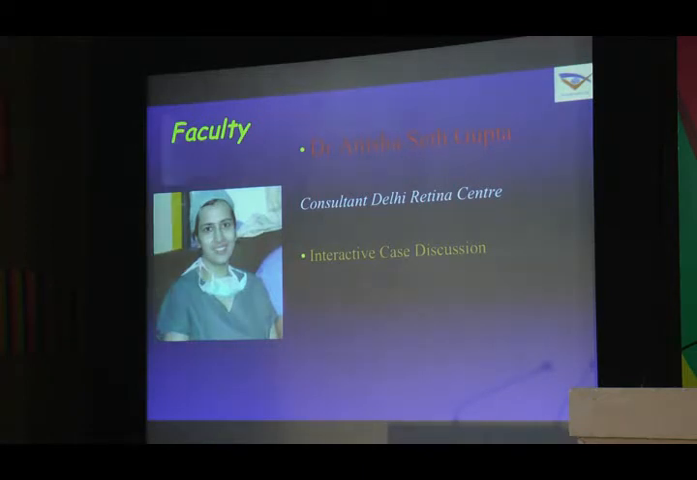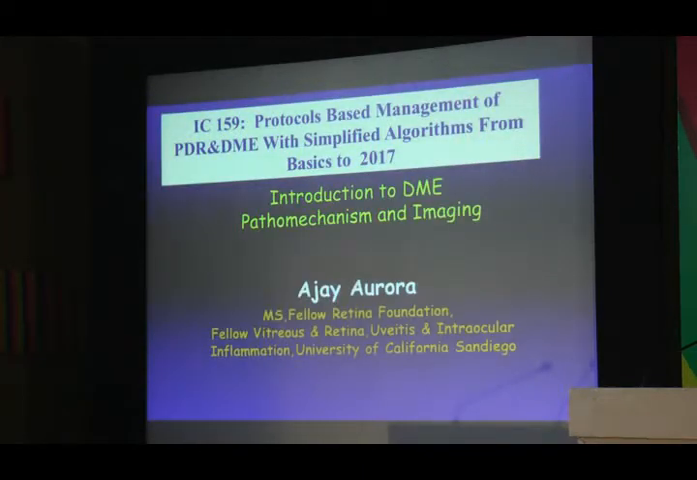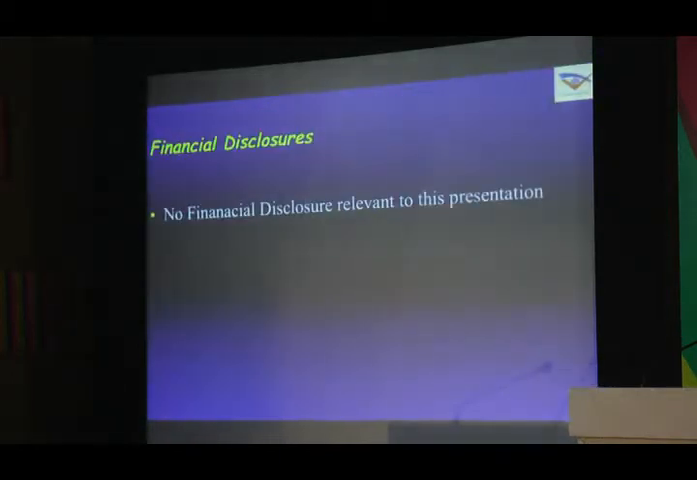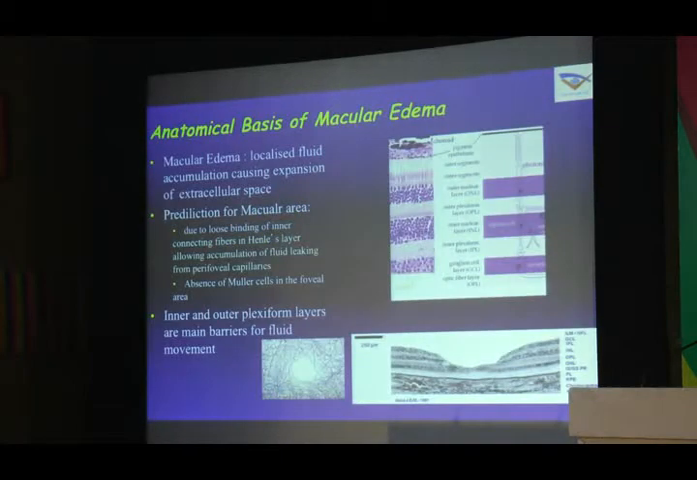So I'll start my talk on protocol-based management, introduction to the DME. Why should edema occur in the macula? That's because most of the fluid gets accumulated because of the most dependent position of the macula. It has got space to expand, so it causes accumulation of edema in the extracellular space.